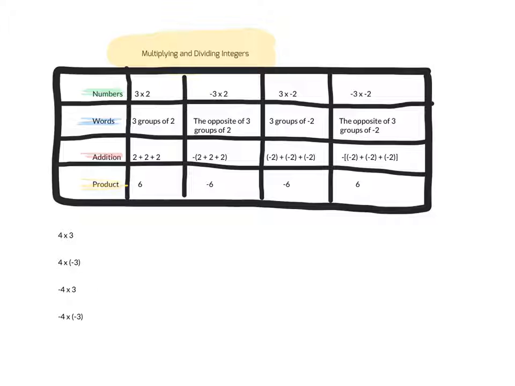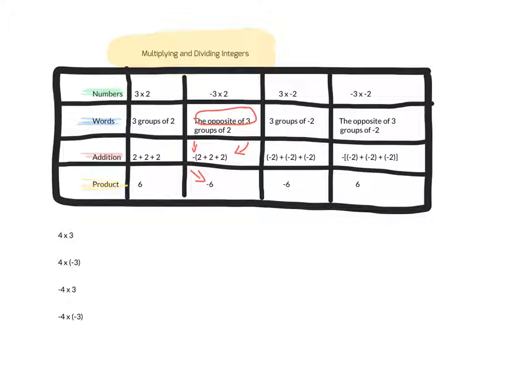Now we're going to throw some integers into the mix. So now we have -3 times 2. And I want you to remember that that -3 is the opposite of 3. So we have the opposite of 3 groups of 2. So down here, you can see we have 2 plus 2 plus 2 in parentheses, and then we have that negative sign on the outside, which means the opposite. So if you do 2 plus 2 plus 2 in parentheses, that gets you 6. But the opposite of 6 is where you're going to get the -6.